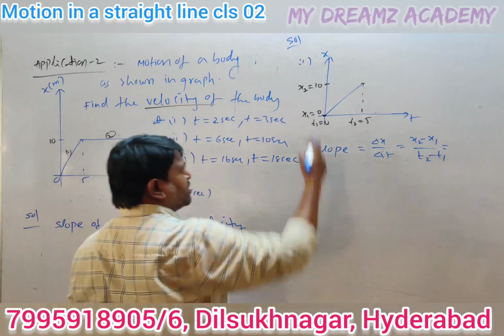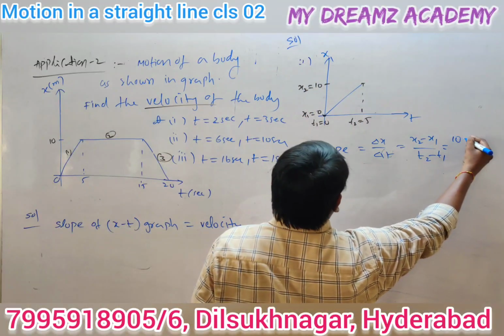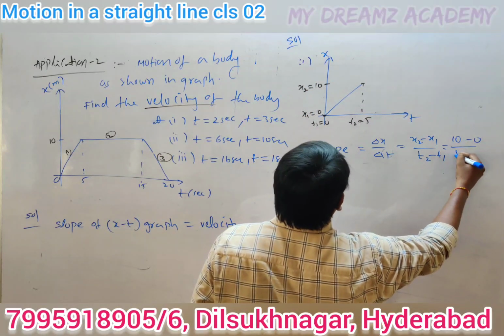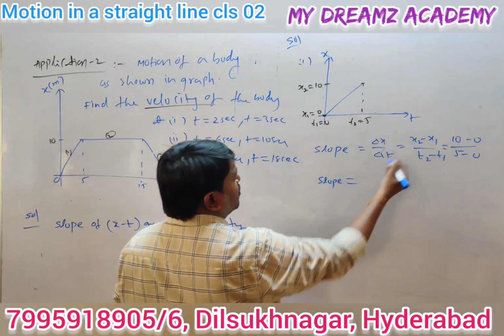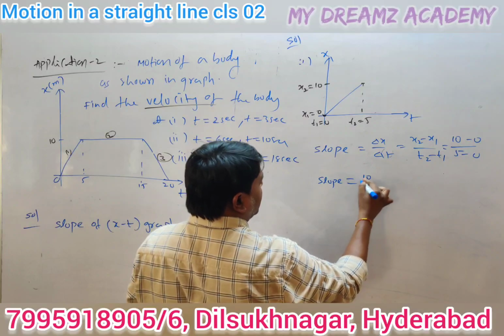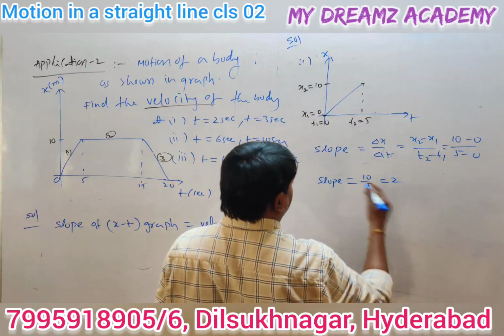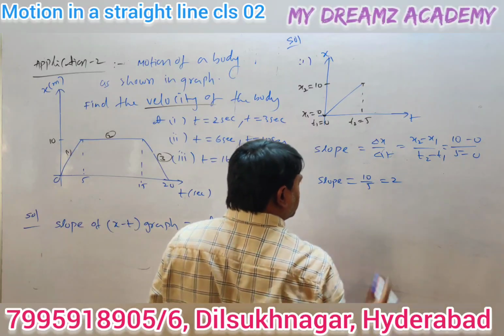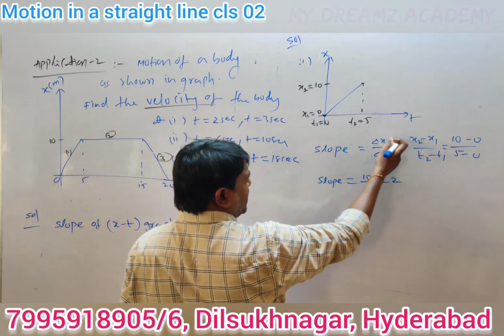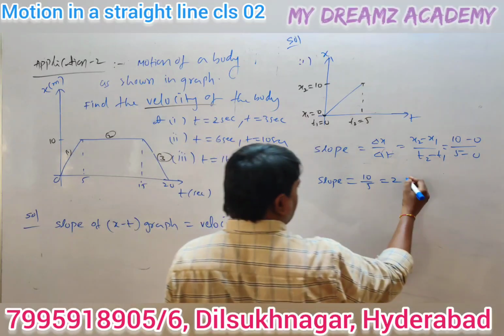What is the value of x2? 10. What is the x1 value? 0. What is the t2 value? 5. t1 value is 0. Now the slope is equal to 10 by 5, that is equal to 2. So the slope of this curve is 2 meters per second. The unit: x means meters, and time is in seconds.